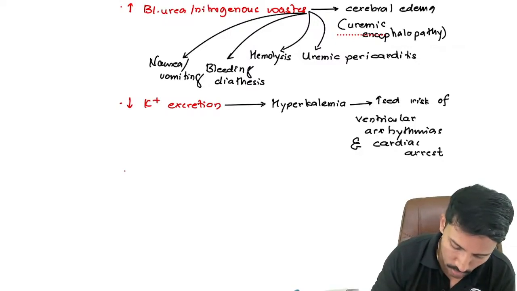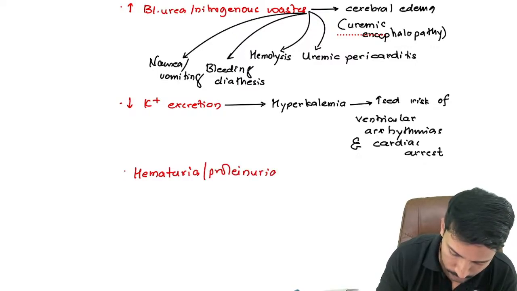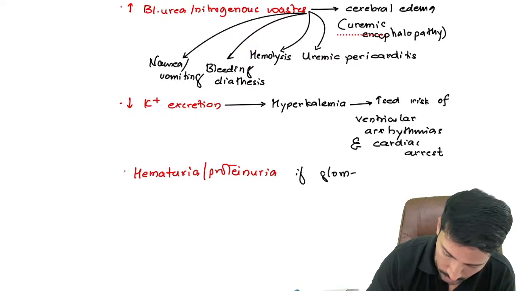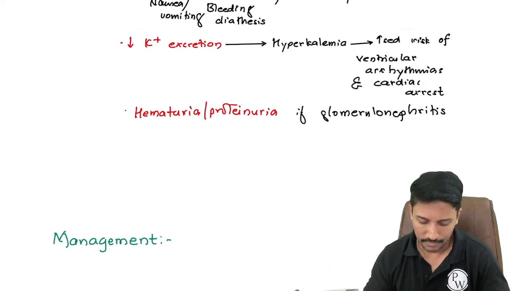Apart from that, based on the cause, the patient may have hematuria or proteinuria if glomerulonephritis is present. Okay, so this is about the clinical features.